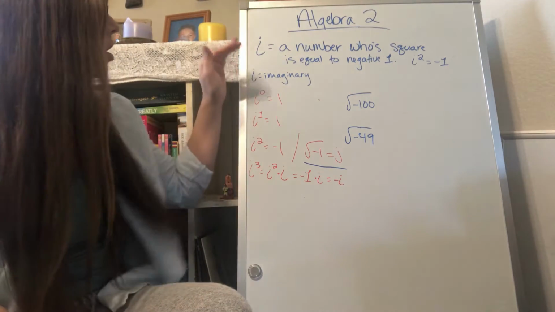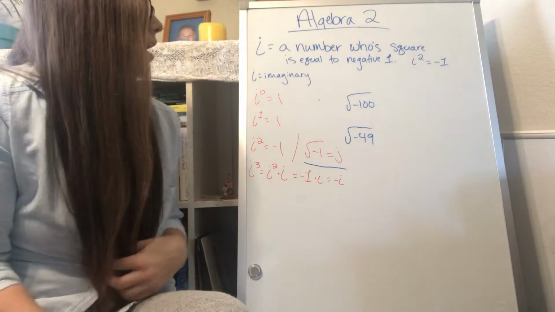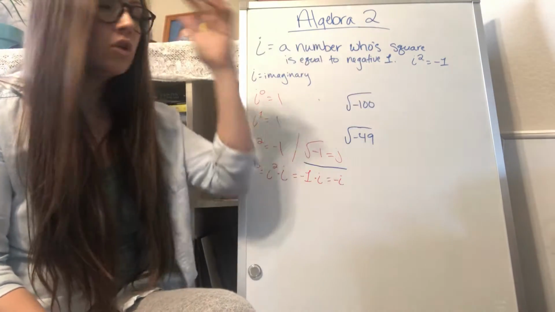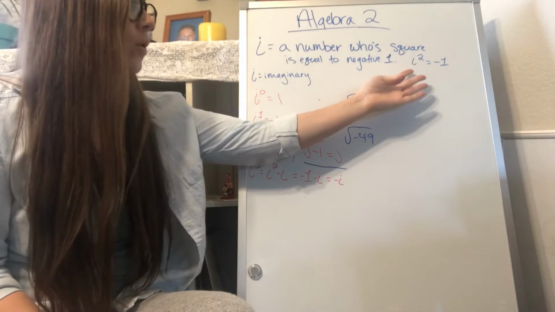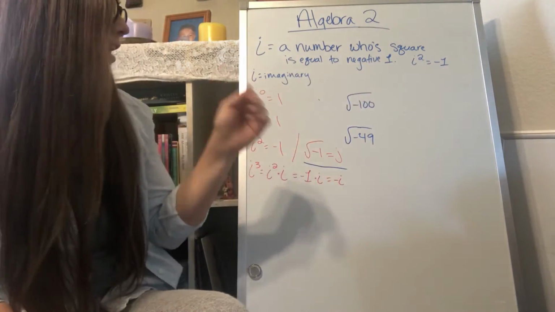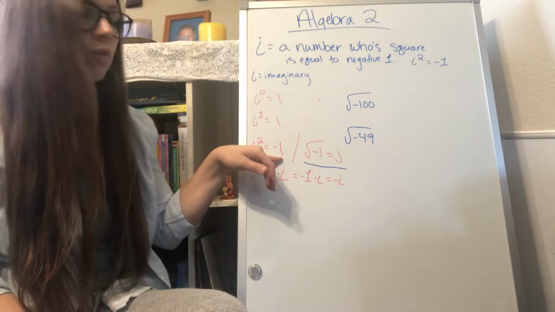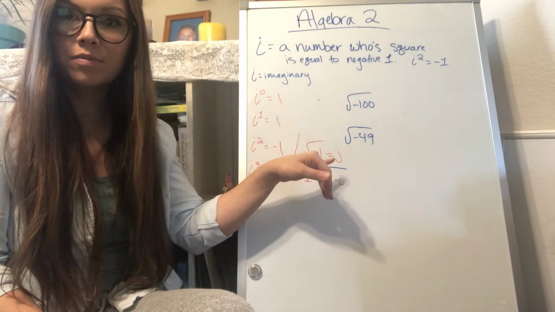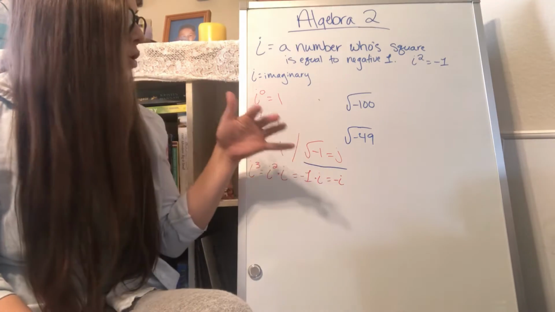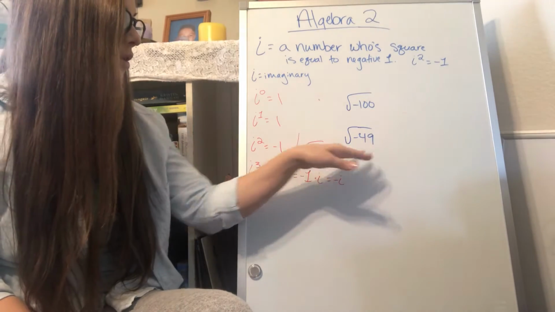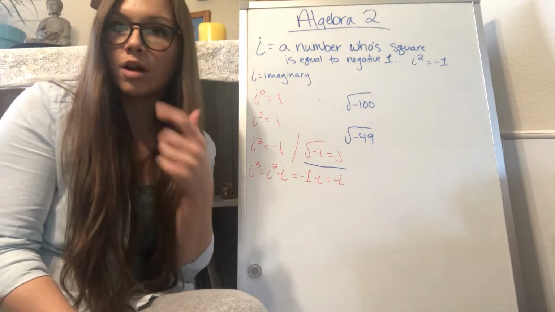So first of all, let's talk about i. i is a number whose square is equal to -1. So that means that i squared equals -1. And if i squared is equal to -1, then that means that the square root of -1 is i. Okay? So your problems today are essentially just solving negative square roots by using the letter i.